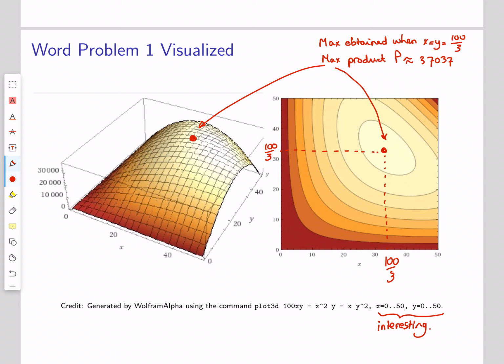All right, so here we've done our first word problem. I want to do one more word problem, so hang on for one more video for week 10, and then that will complete the week 10 material.